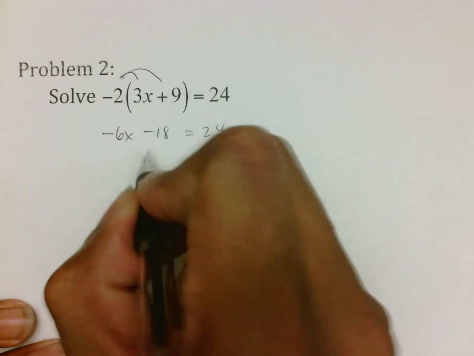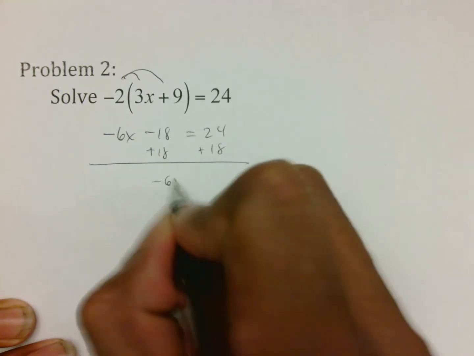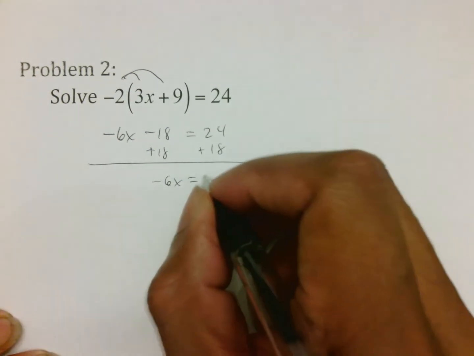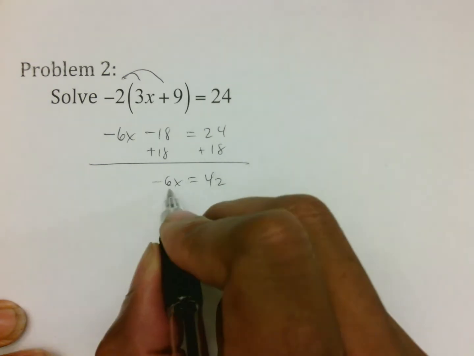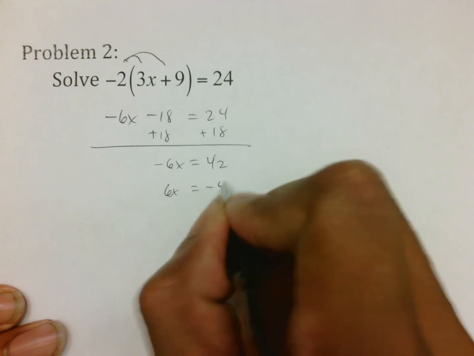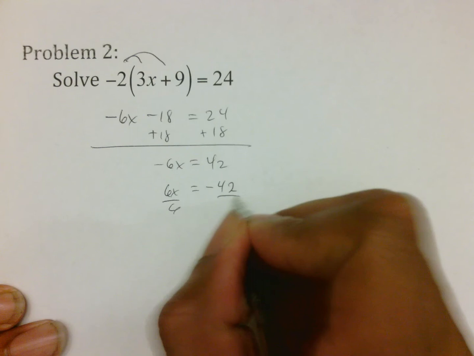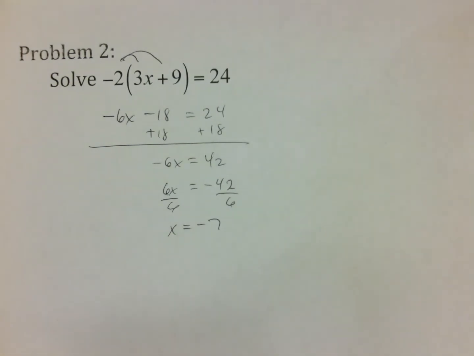We then have to get rid of the 18 by adding it to both sides, getting negative 6x equals 24 plus 18, which is 42. From there we have a negative 6, which my recommendation for you, especially with inequalities coming up, is to switch all the signs first and then divide by 6, getting x equals negative 7. So again, not so bad.